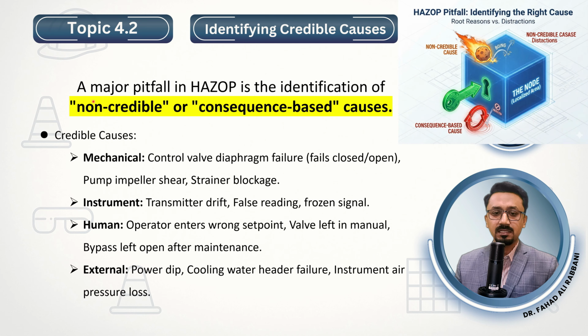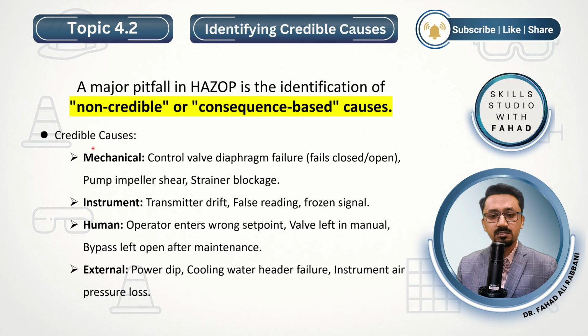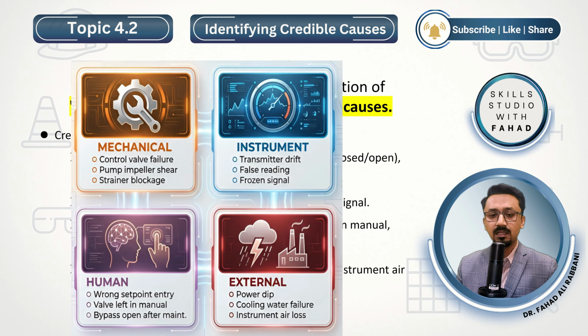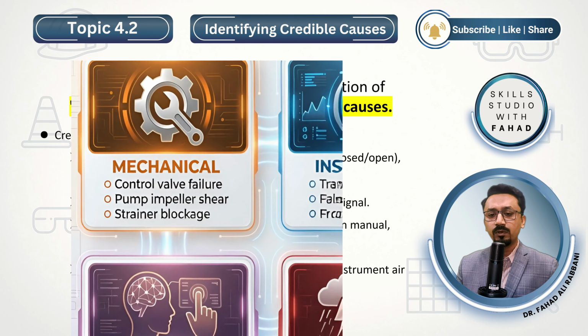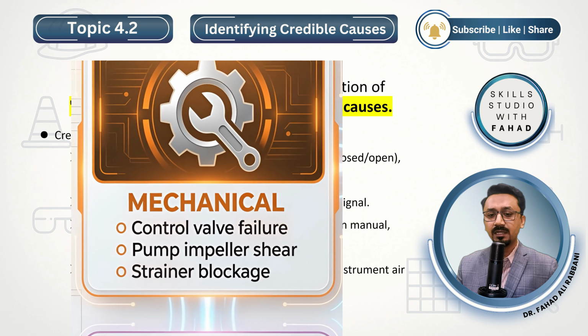Identifying credible causes. A major pitfall in HAZOP is the identification of a non-credible or consequence-based cause. So there is a differentiation between credible causes and non-credible causes. Let's talk about credible causes first. It can be mechanical, instrument, human or external. Mechanically, control valve or diaphragm fail close or open, pump impeller shear, strainer blockage. So all of these are mechanical causes.